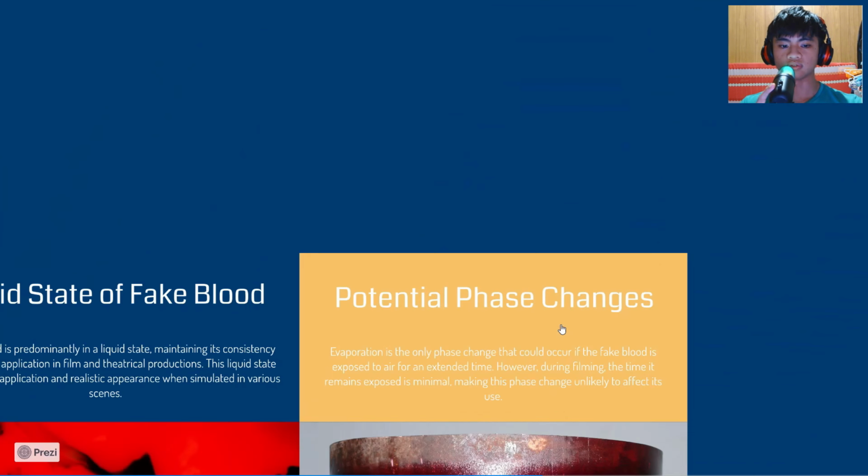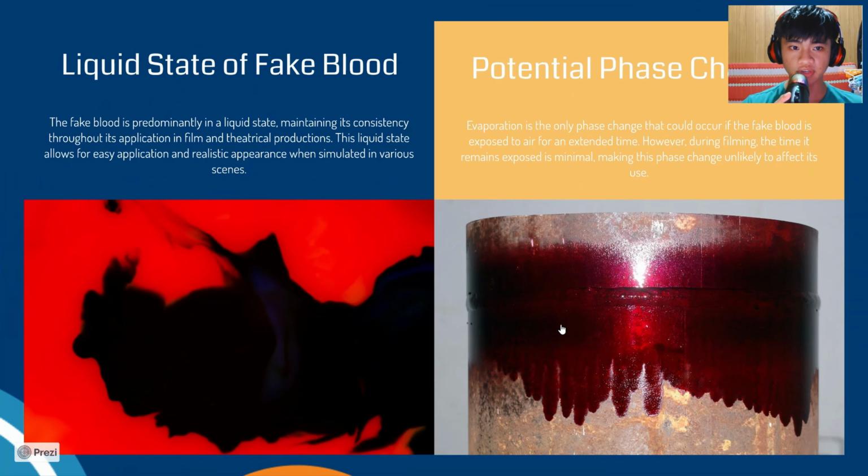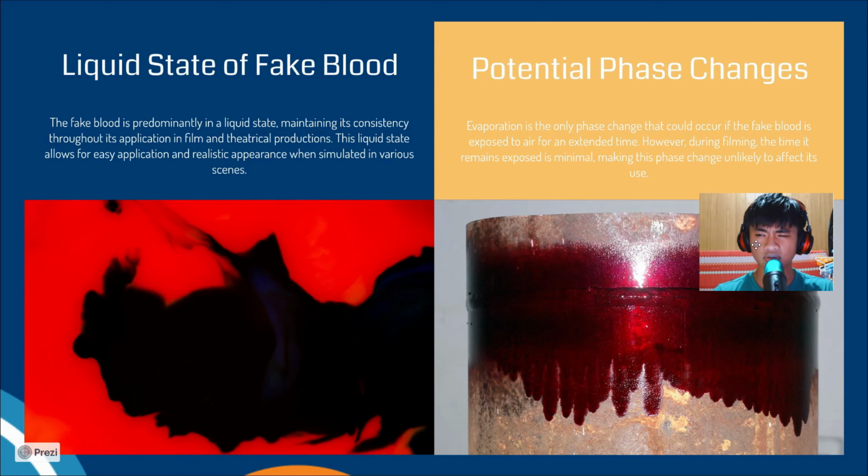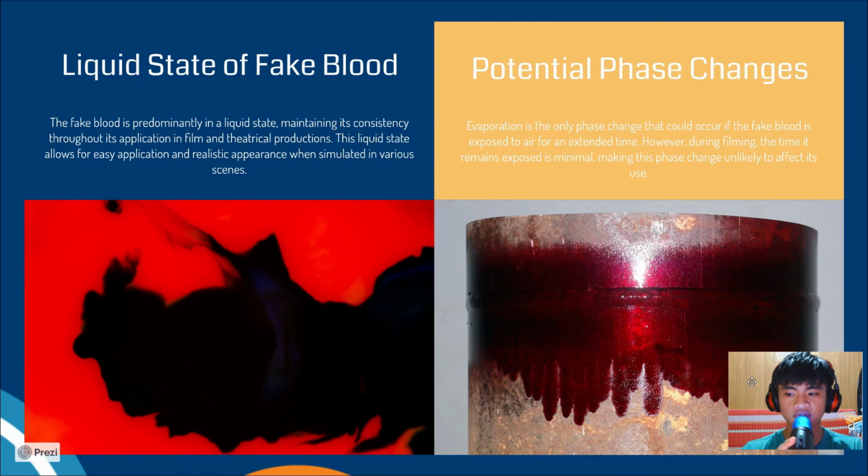Now, moving on to state of matter. Fake blood is predominantly in liquid form. It can be frozen and it can be evaporated, but in this case, it is primarily and predominantly within the liquid state, and it is used throughout my whole production creating the movie. The only potential phase change that could occur during the movie was evaporation, but in my case, it wasn't out long enough to evaporate, so that is ruled out.